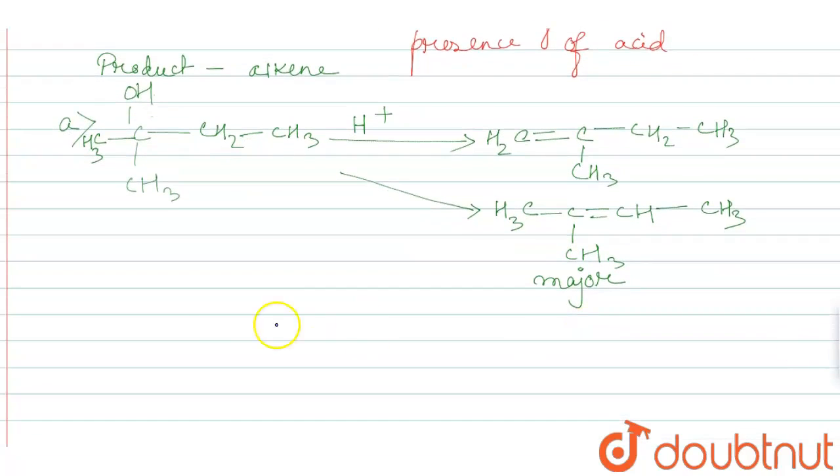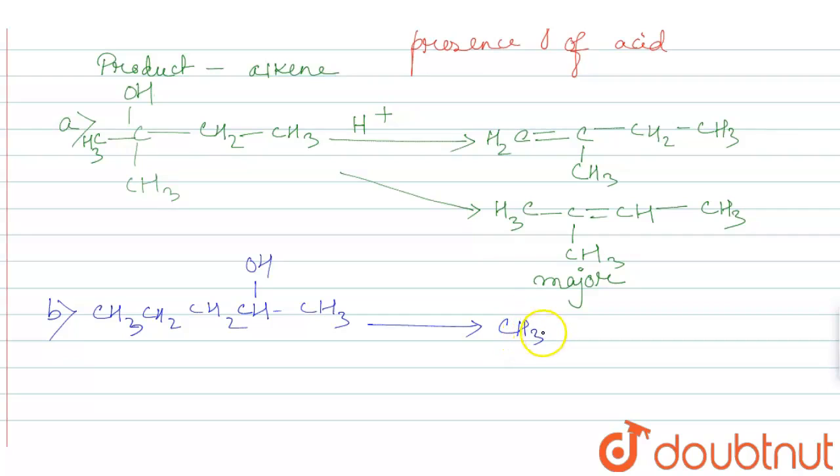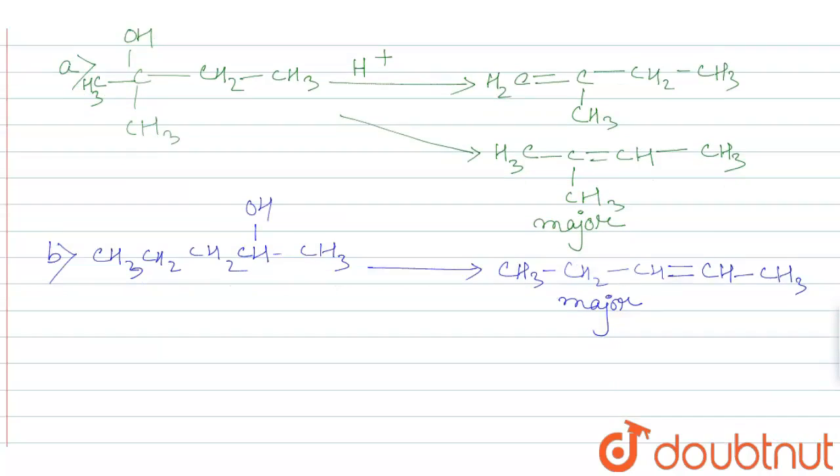In a similar way, if we check for others, it will be CH3, then the major product will be CH3. Because if hydrogen is eliminated from this carbon, then it will give less substituted alkene. That is why major product always is the more substituted one.